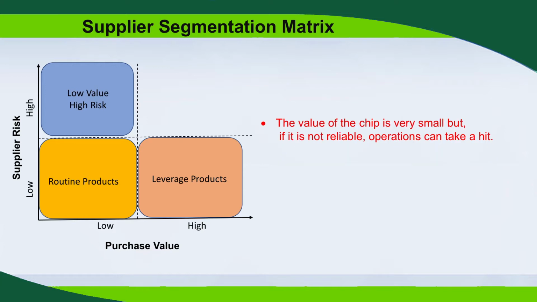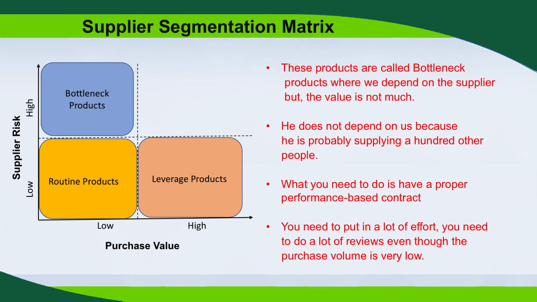Now the value of the chip is very small, but if it's not reliable, operations can take a hit. Now these products are called bottleneck products, where we depend on the supplier but the value is not much. He doesn't depend on us because he's probably supplying 100 other people. So here, what you need to do is have a proper performance-based contract, meaning you need to put in a lot of effort, you need to do a lot of reviews, even though the purchase volume is very low.